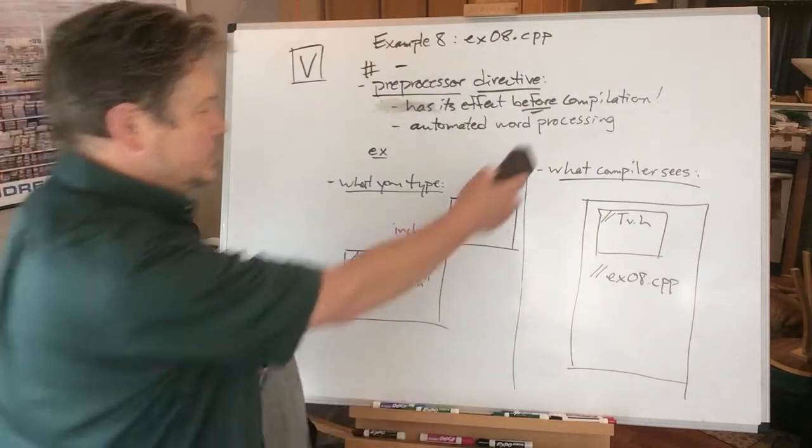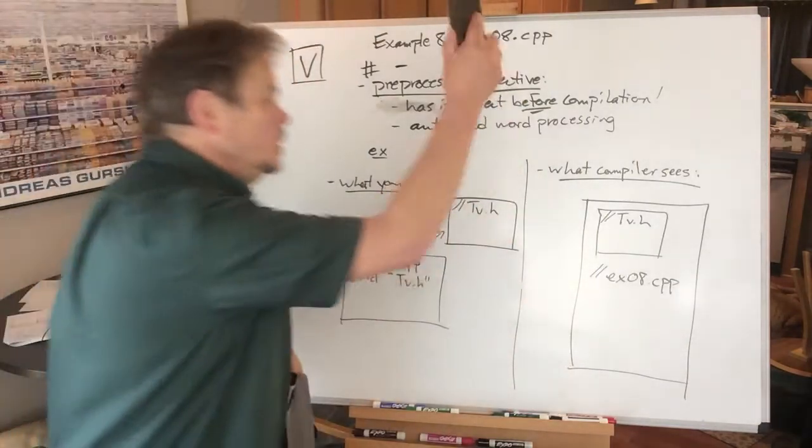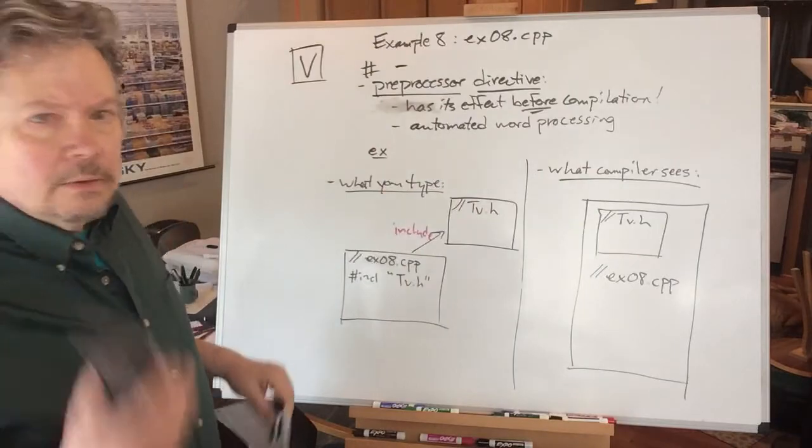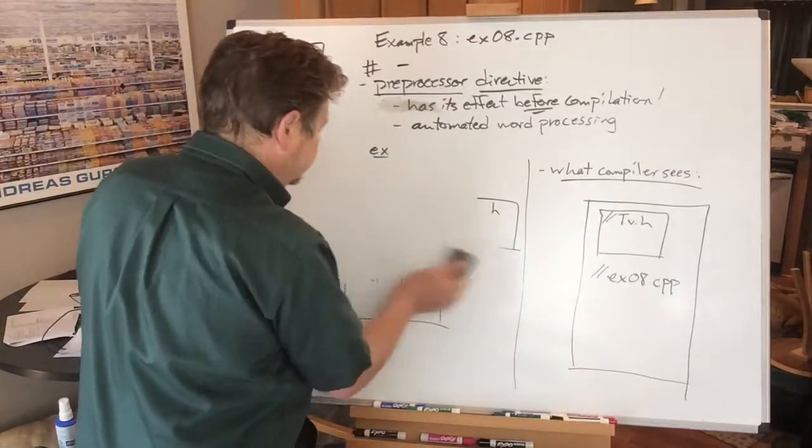But that's what happens. This gets passed off to the compiler. You get credit for typing in tv.h even though you didn't do it. That's it.